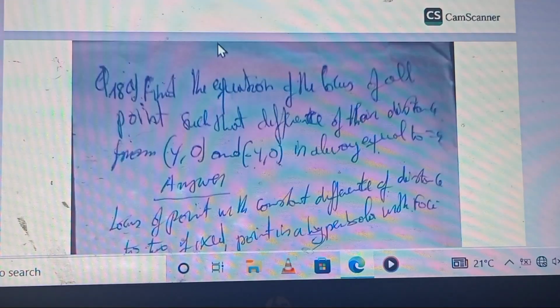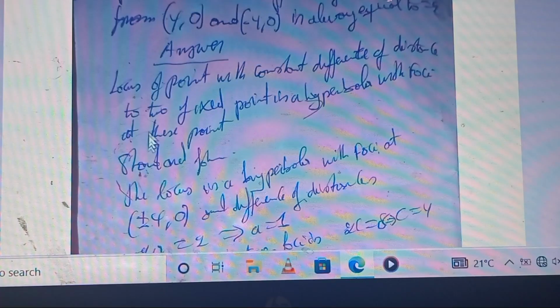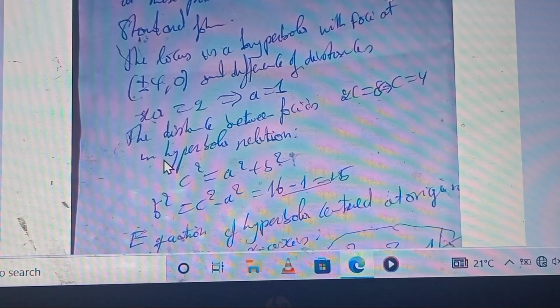Let us continue with question number 18. Find the equation of the locus of all points such that the difference of their distances from (4, 0) and (-4, 0) is always equal to 2. For the answer, please understand that statement: the locus of a point with constant difference of distances to two fixed points is a hyperbola with foci at those points. So the locus is a hyperbola with foci at plus or minus 4 and 0.